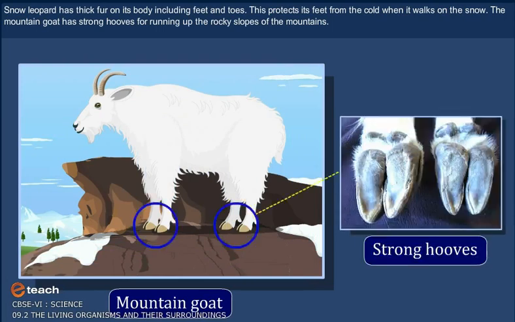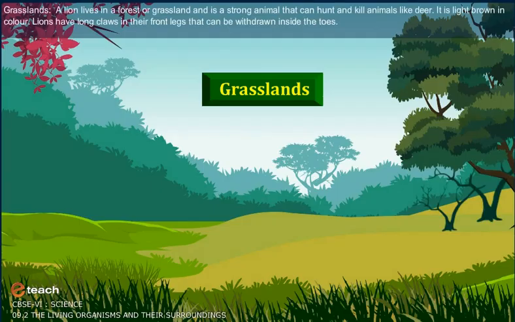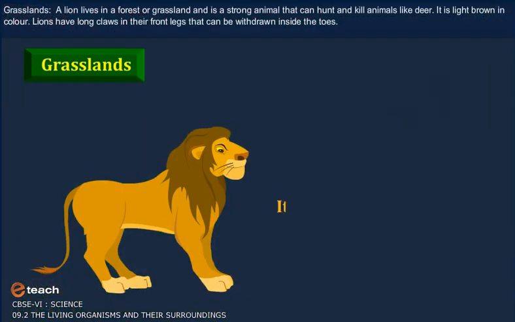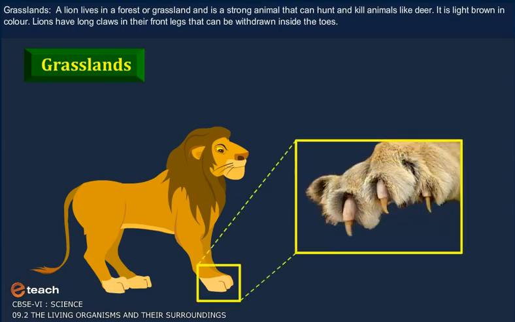The mountain goat has strong hooves for running up the rocky slopes of the mountains. Grasslands. A lion lives in a forest or grassland and is a strong animal that can hunt and kill animals like deer. It is light brown in color.